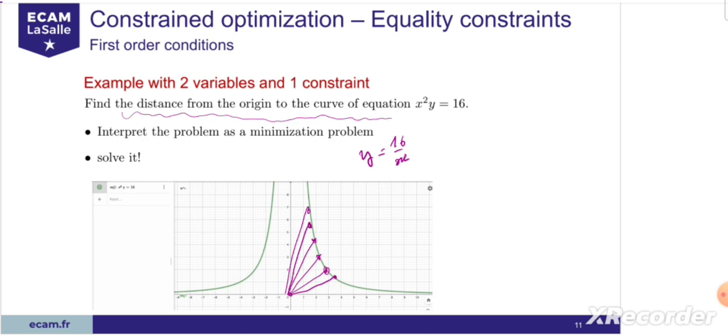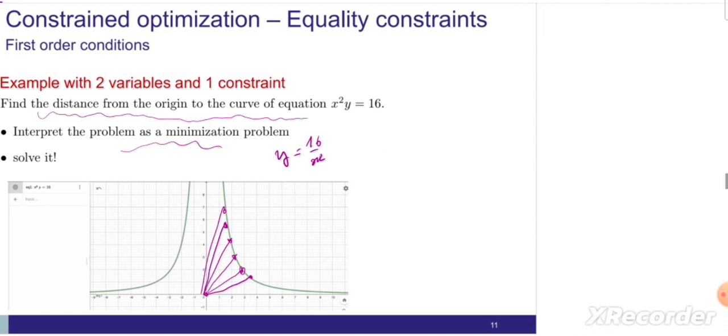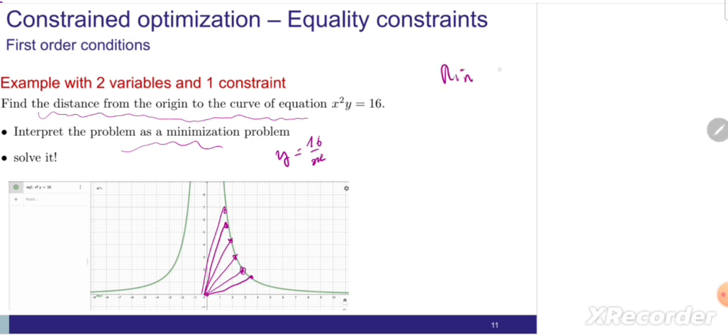Okay, so let's rephrase that as a minimization problem first, and then let's solve that using what we have done earlier. All right, so we want to minimize the distance between 0 and some point xy, where xy belongs to the curve x squared y is equal to 16. Okay, so we're on our way.